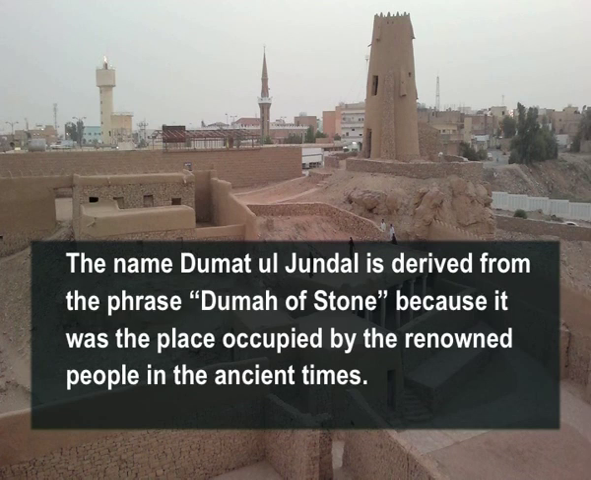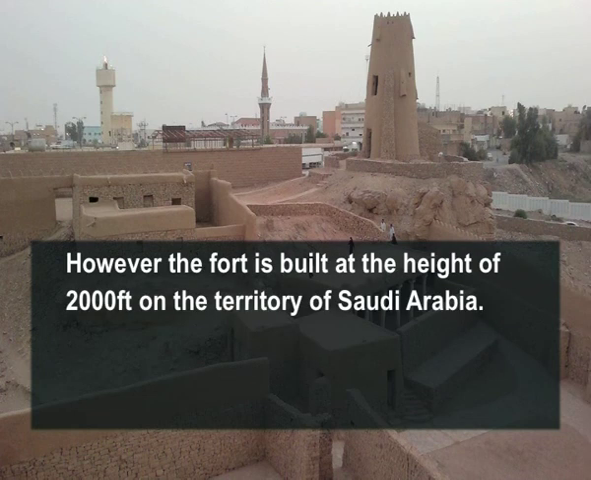The name Dumat al-Jandal is derived from the phrase Duma of stone because it was the place occupied by the renowned people in ancient times. The fort is built at a height of 2,000 feet on the territory of Saudi Arabia. Though this place is dry, looking with mud and brick-made walls and buildings, it has a great history for interested archaeologists who can search for different secrets embedded in its dwellings.